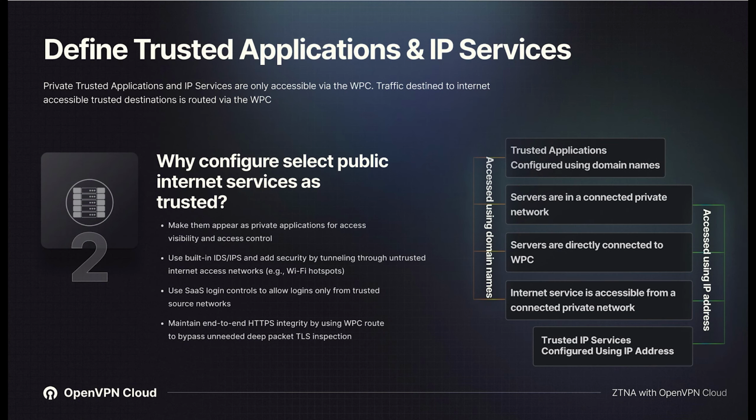So with the accessible applications and IP services defined, access groups can then be configured to implement identity-aware access policies. Now, I keep saying applications and IP services.